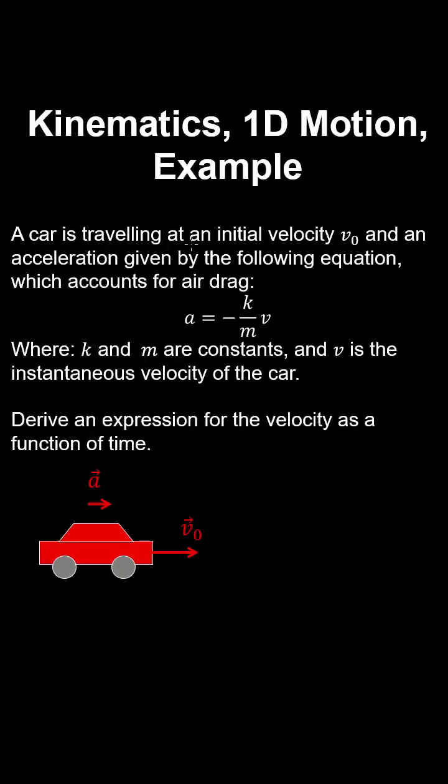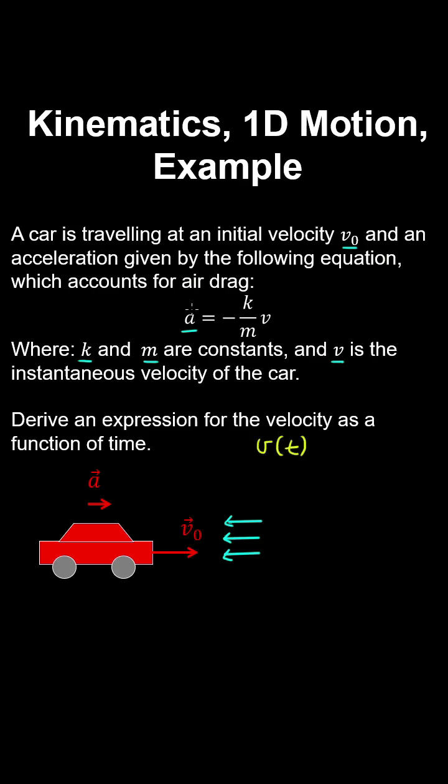A car is travelling at initial velocity v0 and an acceleration given by the following equation, which accounts for air drag, so there's going to be air resistance impeding the motion. And k and m are constants, and v is the instantaneous velocity of the car. And we're asked to derive an expression for the velocity as a function of time.